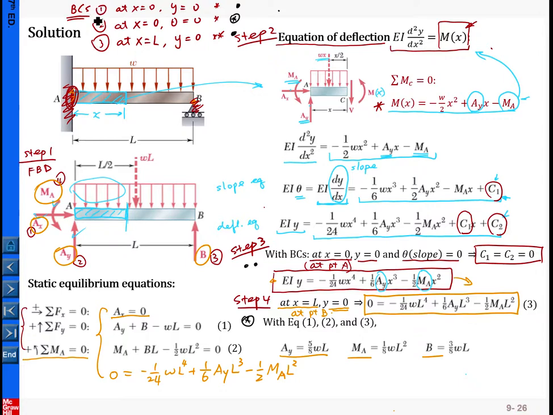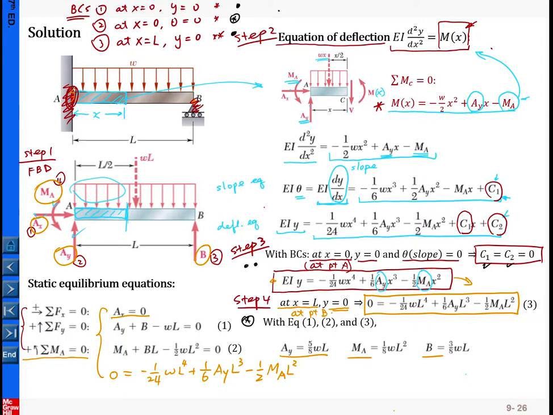Out of the 3 boundary conditions, you can pick whatever you like in step 3. You can pick 2, whichever you like, to solve for C1 and C2, and then you pick the remaining one for step 4. So this selection is arbitrary. As long as you keep your calculations correct, your answer should be the same as the other people who adopt different boundary conditions for step 3 and step 4.